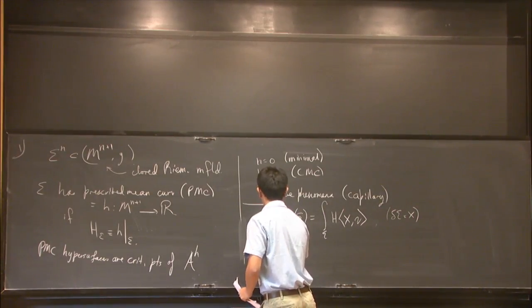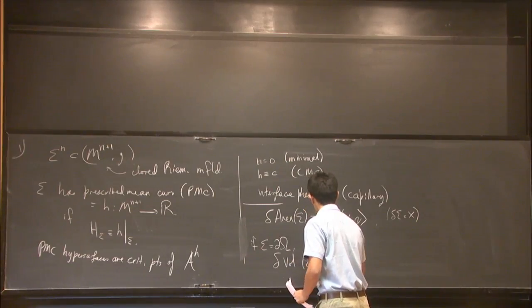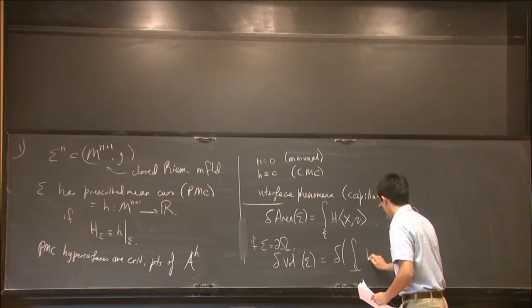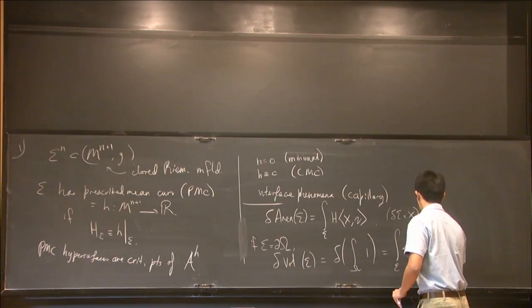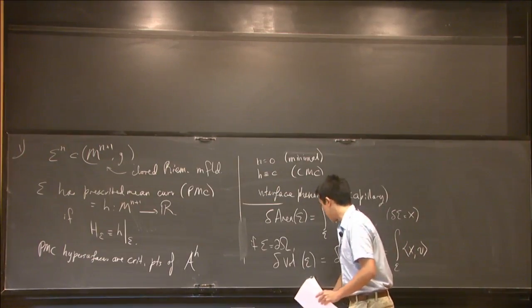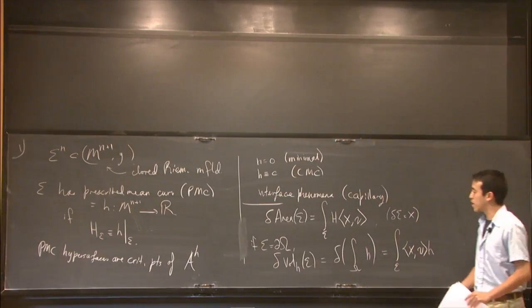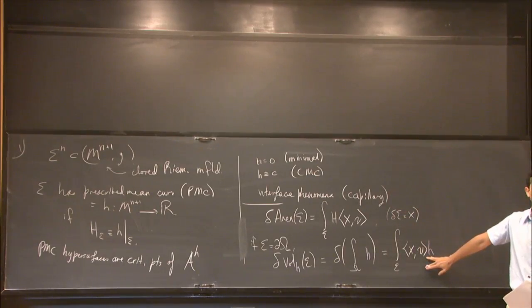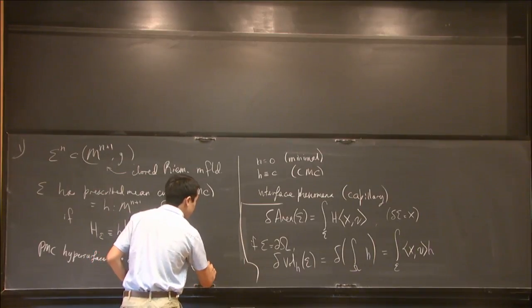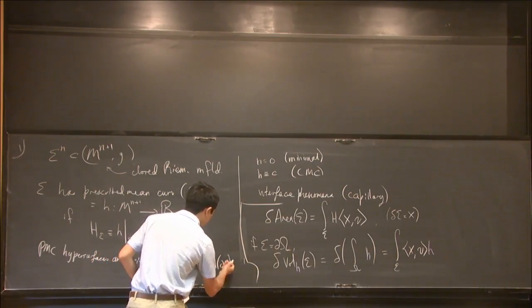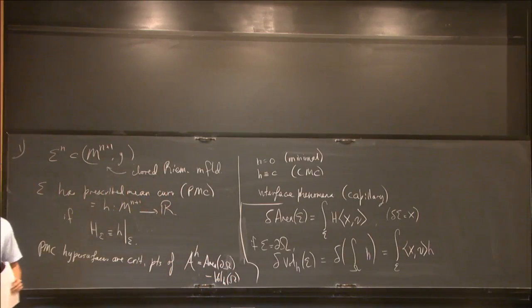On the other hand, if sigma bounds a region, then the first variation of volume, so of course this is just the integral of 1, that's just going to pick up the motion of the boundary. And so, of course, if I stick in an h everywhere, so if I vary the h volume, the integral of h, then I just pick up the function again in this integral. And so you can see that these PMC hypersurfaces are critical points of AH, where this is the area of the boundary minus the h volume on the interior. Okay.